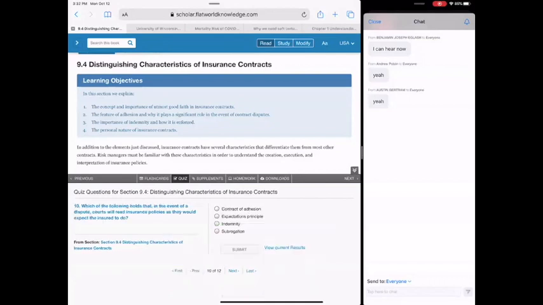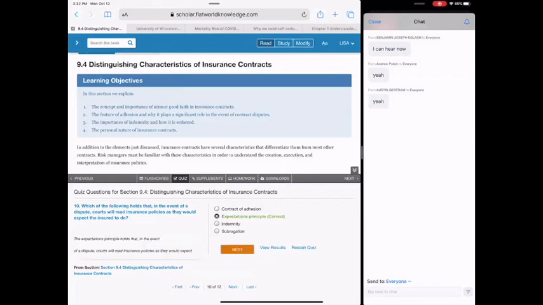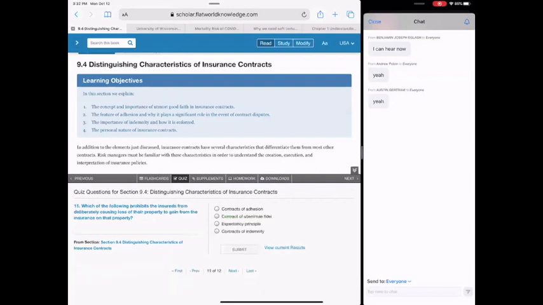Which of the following holds that in the event of a dispute, courts will read insurance policies as they would expect the insured to do? It's the expectations principle. And then which of the following prohibits the insureds from deliberately causing loss of their property to gain from the insurance on that property? Well, it's not Latin. So it brings it down to one of two. What do you think?